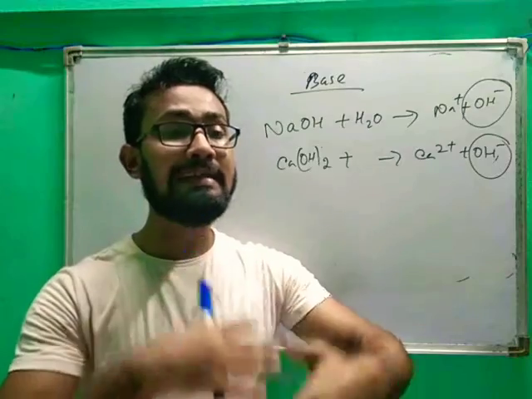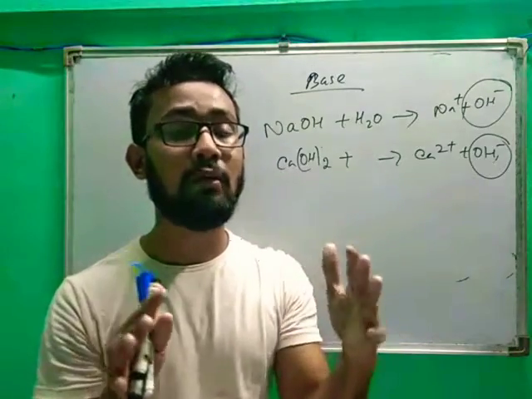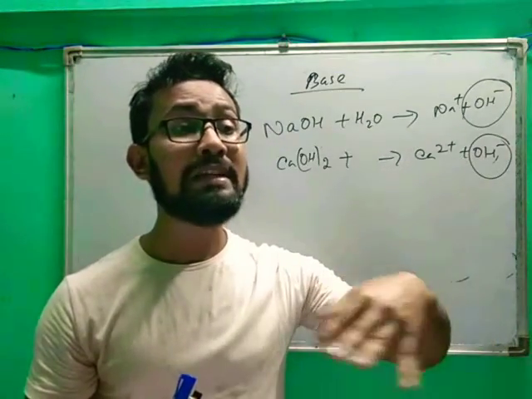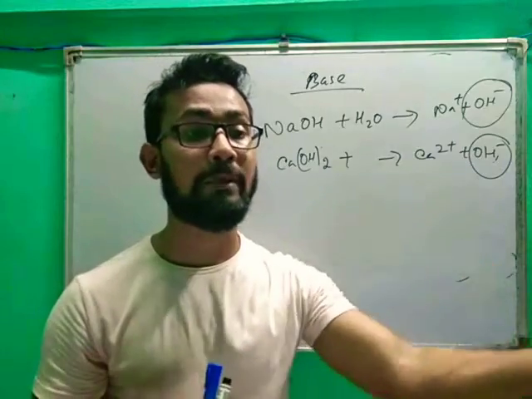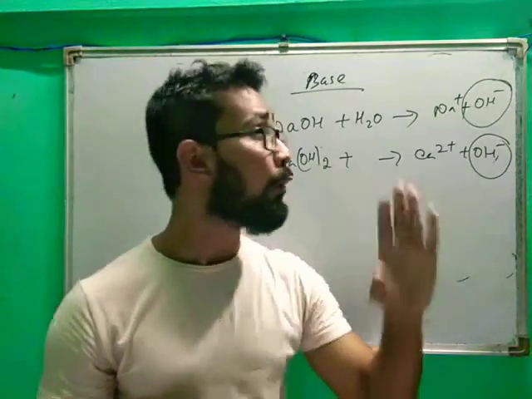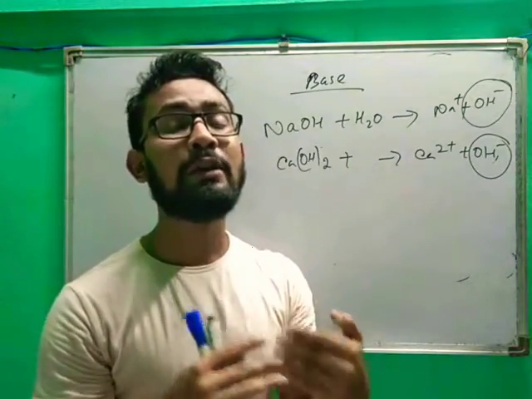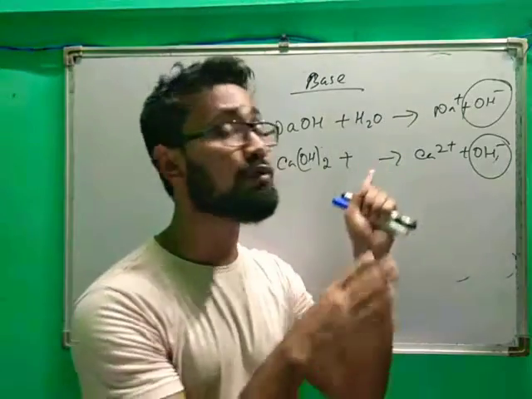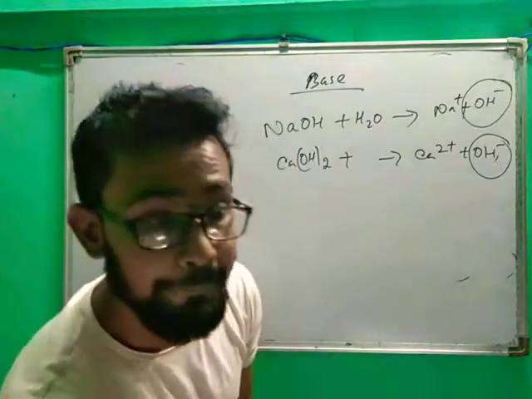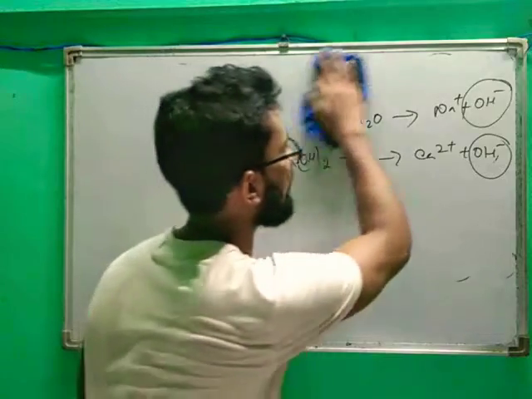HCl shows the acid property because it produces H plus ion, whereas NaOH produces OH minus ion, so it is showing basic character. Hope it is understood.